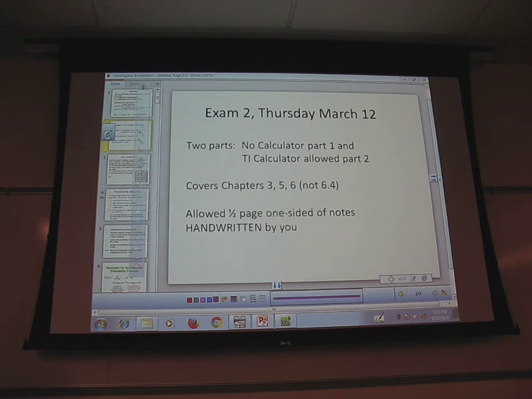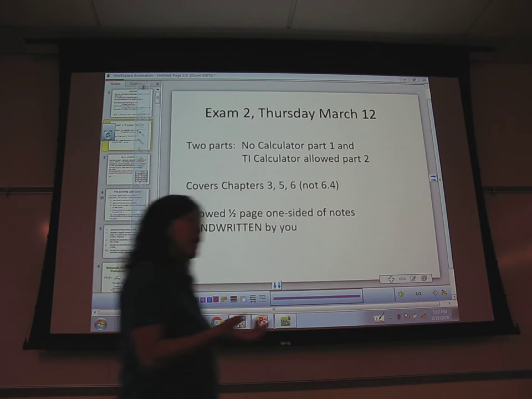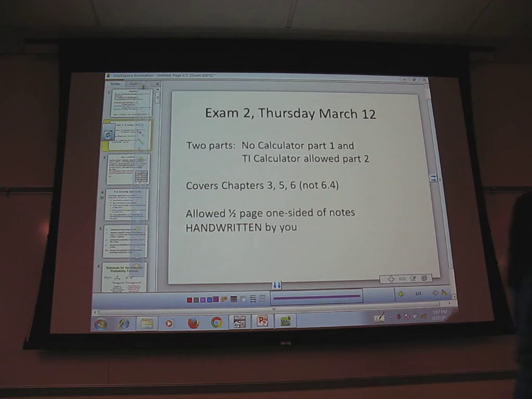Then you'll take that part. You'll get like 10 to 25 minutes to do that. Turn that in, and then you get part 2. And when you get part 2, then you can use your calculator, your TI 83, 84 calculator. And you will need a TI 83 or 84 calculator to do part 2. It covers chapters 3, 5, and 6, but not 6.4.